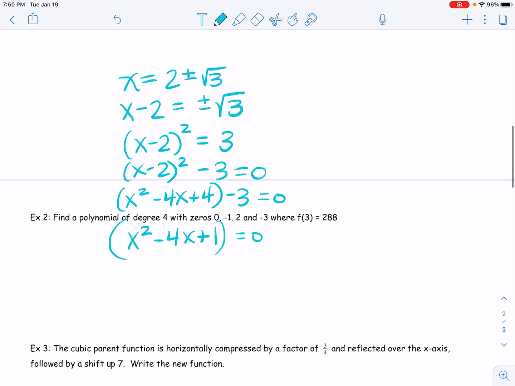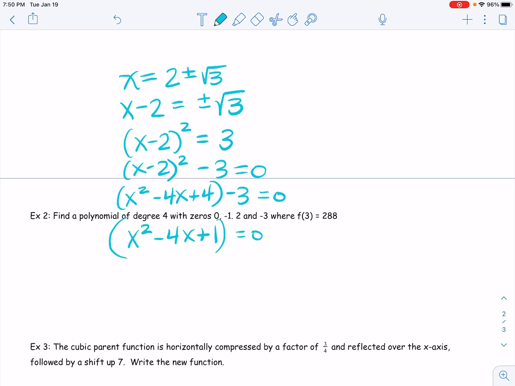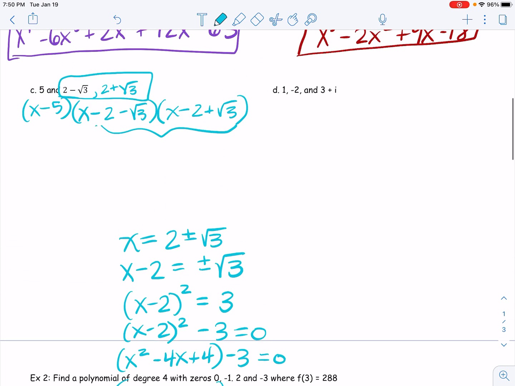I know you're thinking, oh my God, that's a lot of work, but it's actually so much easier and so much quicker than trying to FOIL out these two factors together, because I guarantee first times first is easy. But when you go to do that outer and you have a negative 2 plus root 3 times x and then a positive, and then you have to do the 2 minus root 3 times the 2 plus root 3, it can just get a little messy, okay?